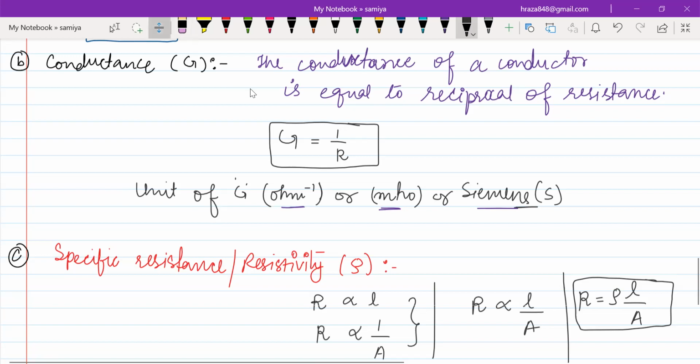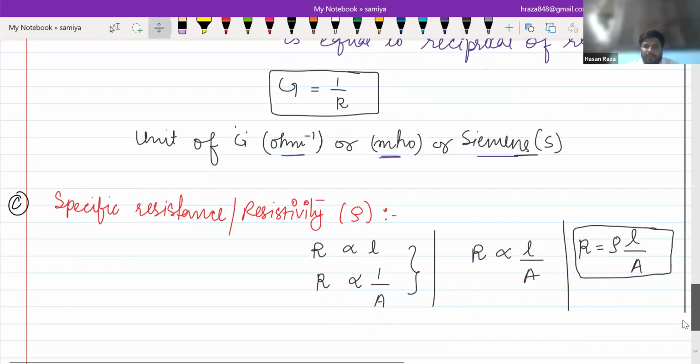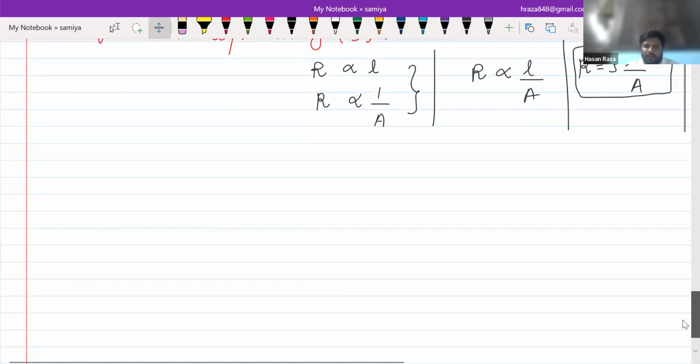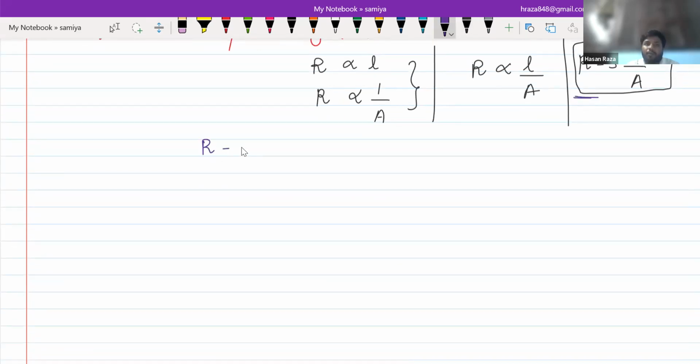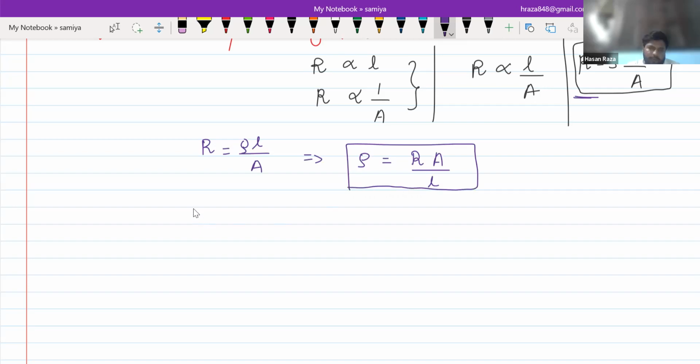Very good. Now see, I'm going to obtain the formula for resistivity from this formula. We have R is equal to rho L by A, and we can easily calculate rho will be equal to R into A upon L. Can I write it like this? And now we can go for the unit of resistivity.